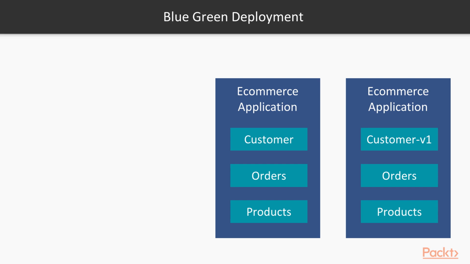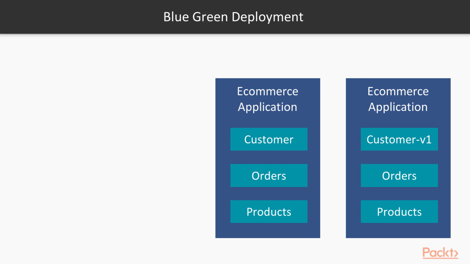In such a case, some organizations go for blue-green deployments. So what exactly is the concept of a blue-green deployment? In such a case, you have both your applications live at the same time. The one on the left, which has the older version, with the customer, the orders and the products, is the main version of your application that is being used currently by your users.